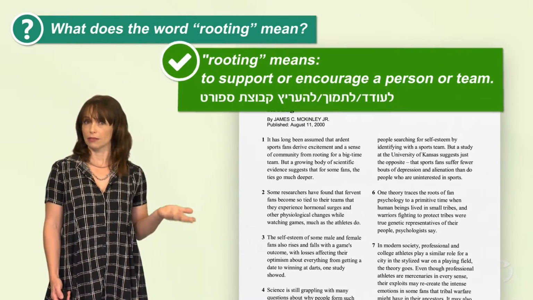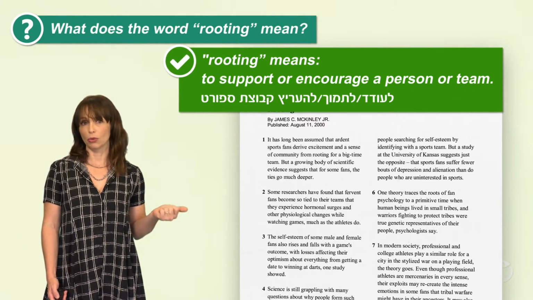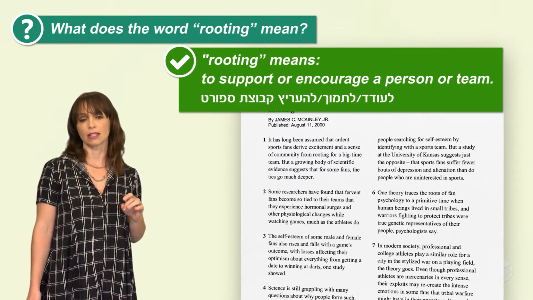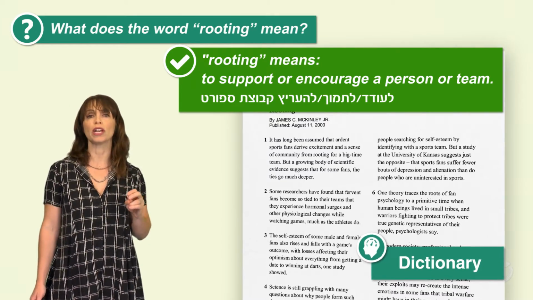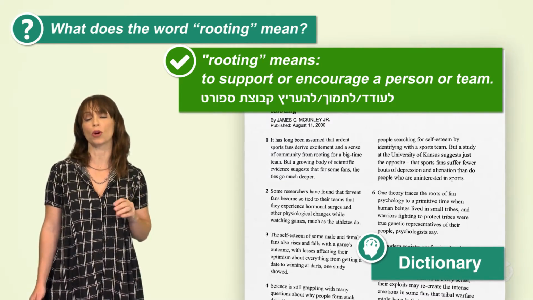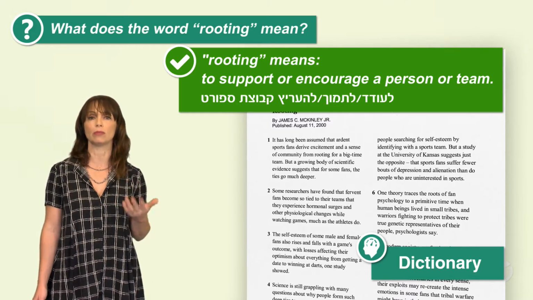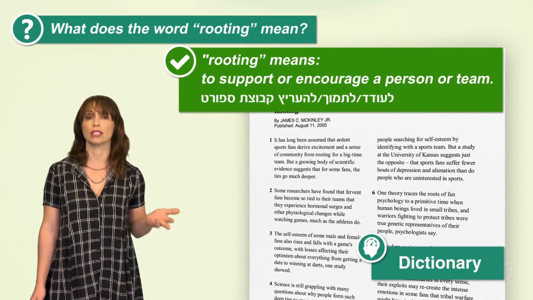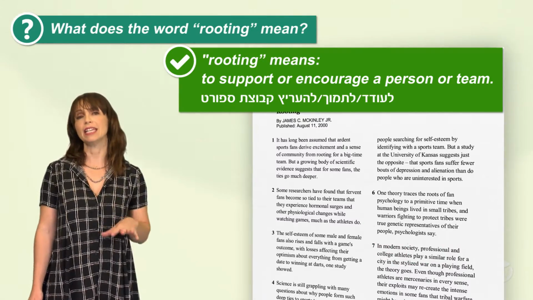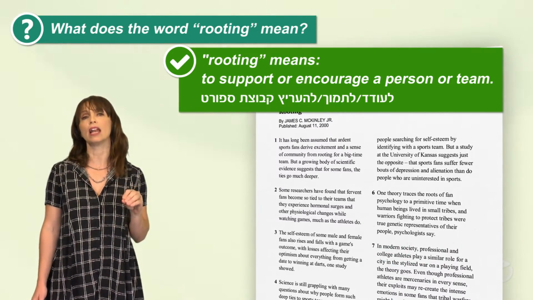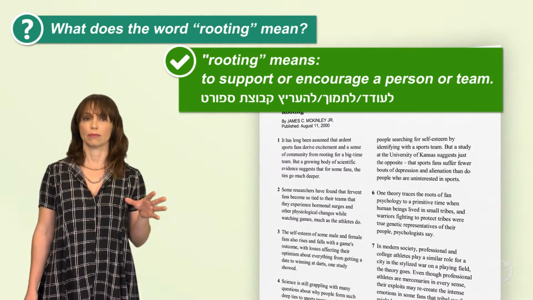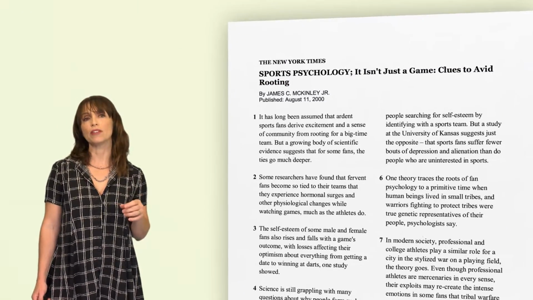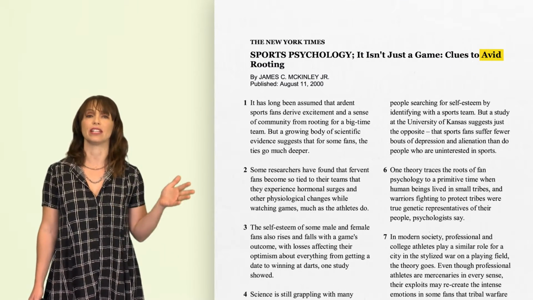So, what does rooting mean? Rooting, of course, means to support or encourage a person or team, כן? לעודד או לתמוך או להריץ קבוצת ספורט. במקרה הזה, הטקסט הזה הולך לדבר על אוהדי ספורט. Okay? Now, another word that is important here is the word avid.